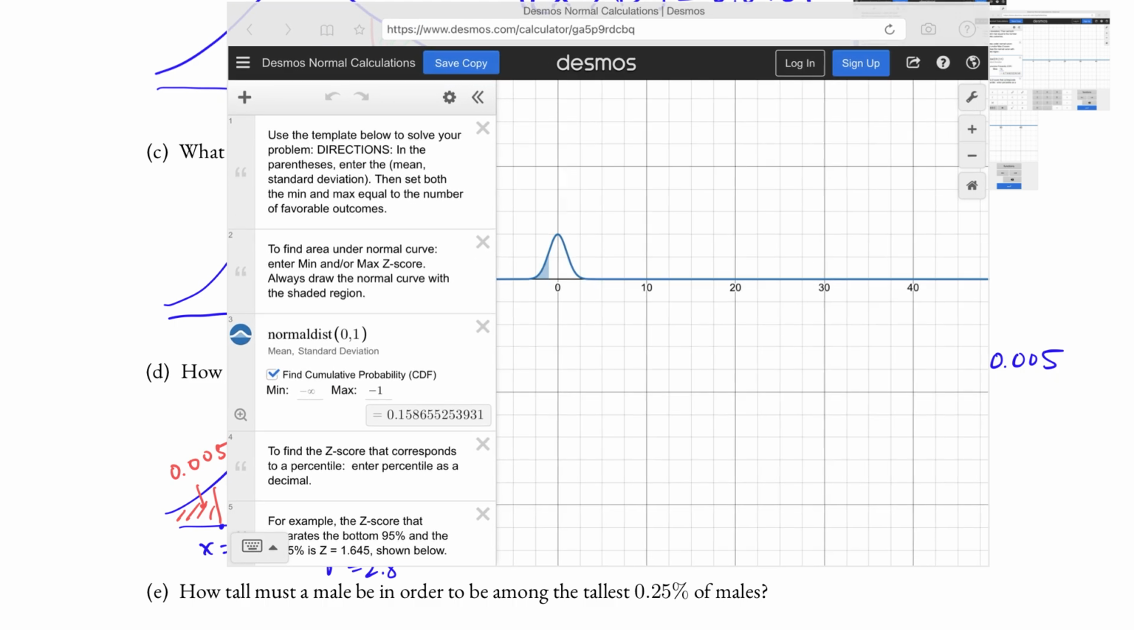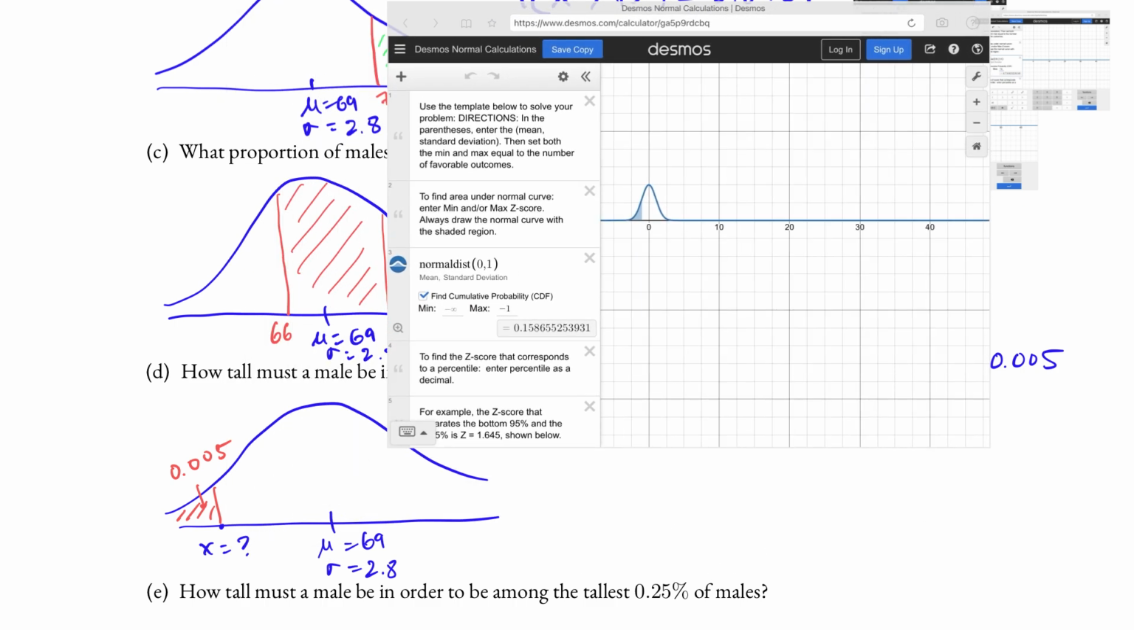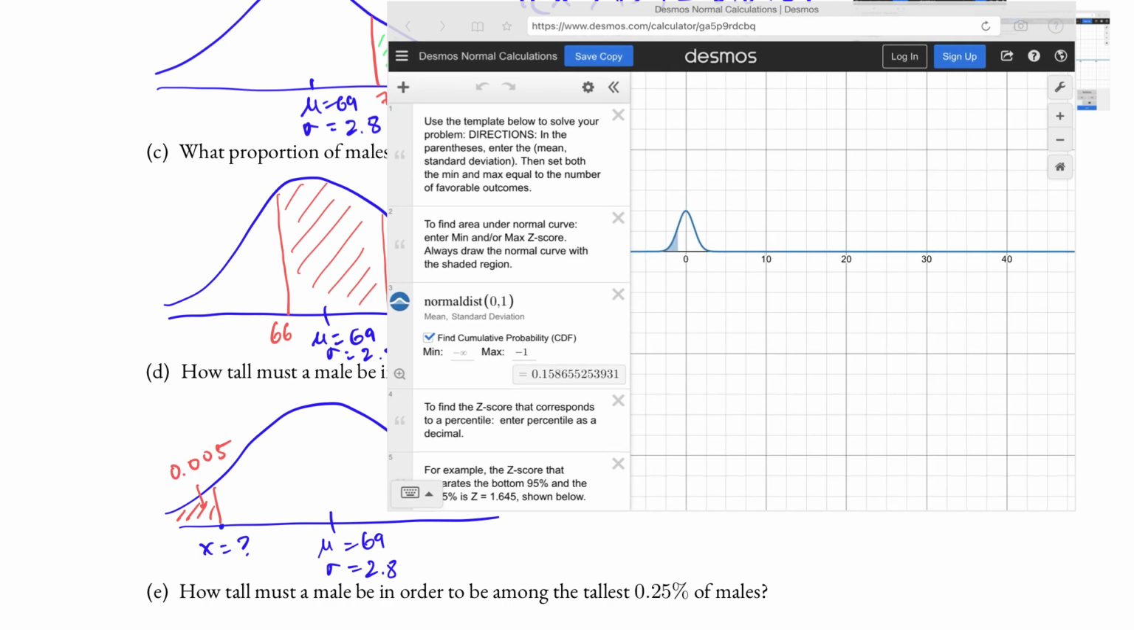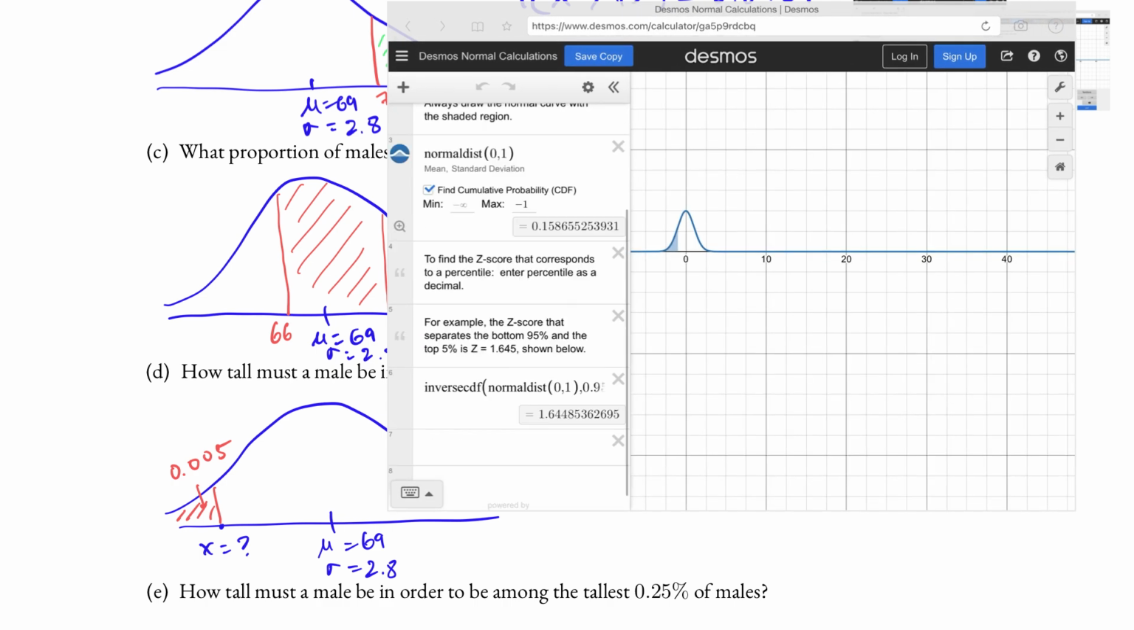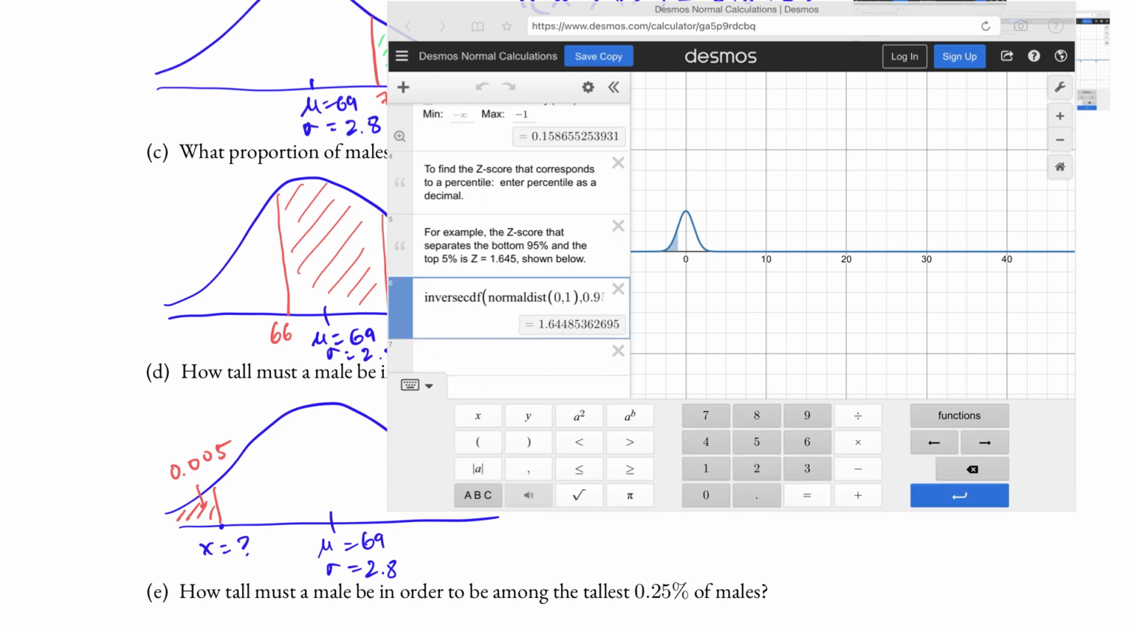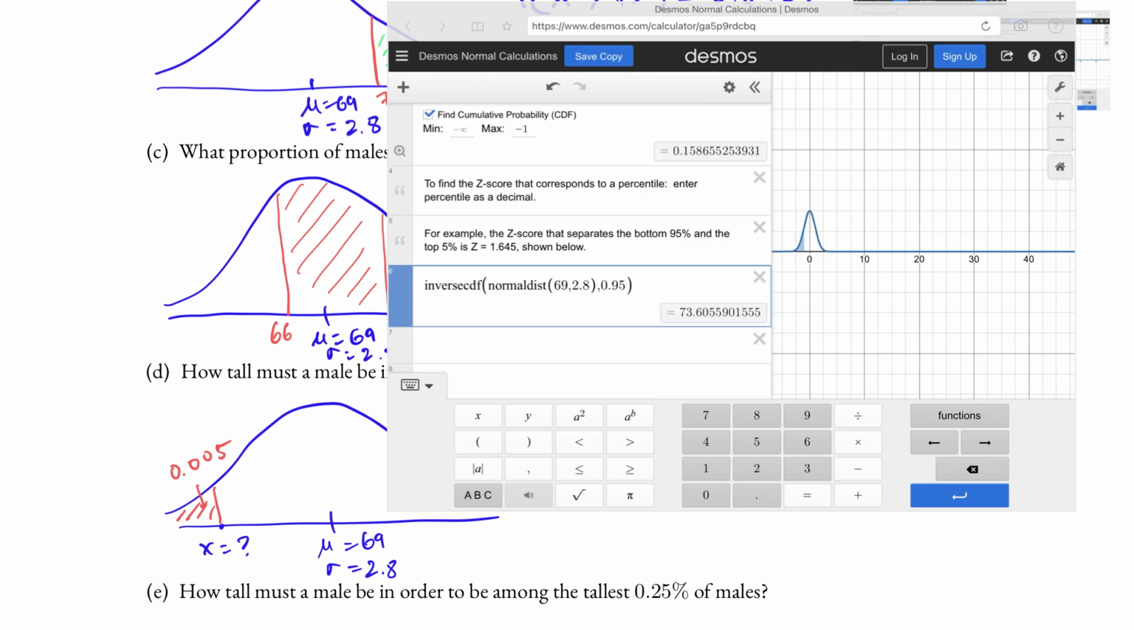Open the Desmos normal calculator. This time we are not looking for the probability, but we are looking for an inverse. With the second feature of this calculator, inverse normal, we would need to specify the mean, the same mean 69, and the standard deviation 2.8. Don't forget the comma in between. This time there's a third input here, and this input is the area in the left hand side of the corresponding x value that we're looking for.